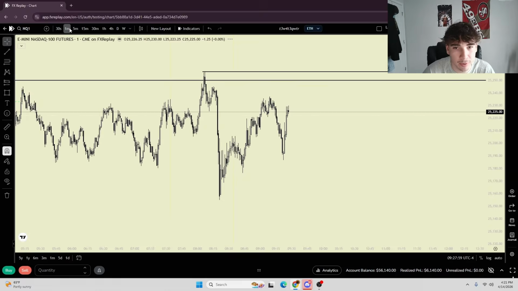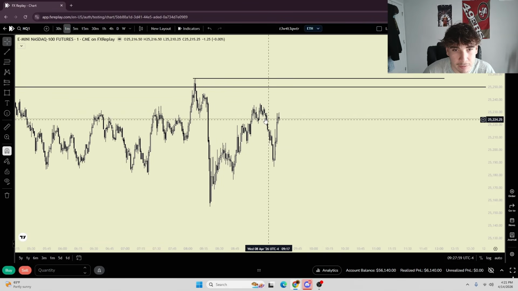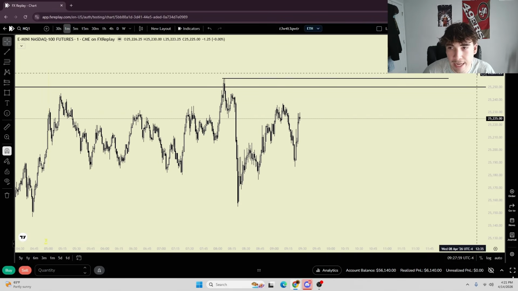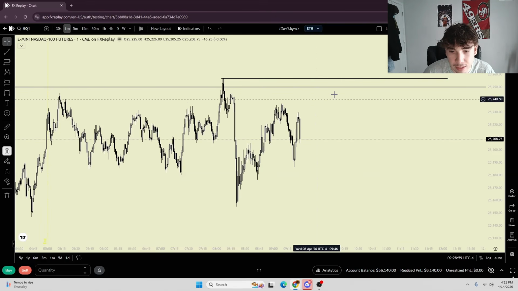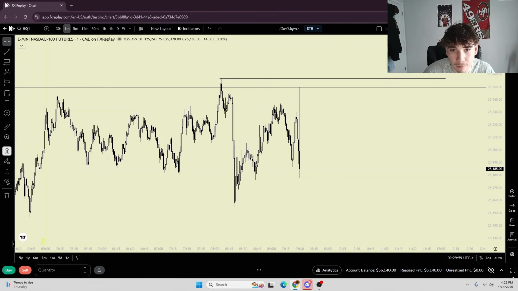Okay, so cool. So now I'm going to want to see the 1 minute right here get respected. And I want to see this high get swept. So we're going to wait till market open. I'm not really going to try and force too many trades, but I want to see some market open Judas swing. Okay, so like right here. Boom.